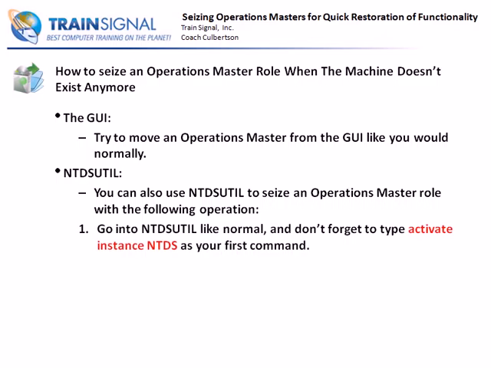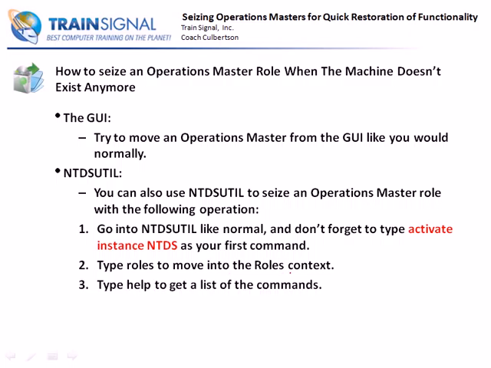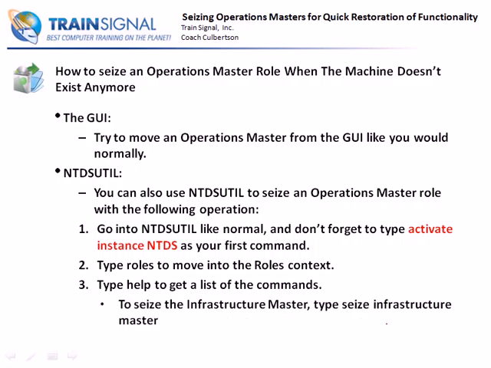Now, of course, we're going to go into ntdsutil like we would normally, and I've already shown you how to do that. You type ntdsutil, then you type activate instance ntds as your first command, like we always do. Then you type roles, so we would just simply type the word roles into ntdsutil to get into that roles context. Then if you want to, you could type help to get the list of commands. But here's the command that you're actually going to use. We would type seize infrastructure master. Yeah, it really is that easy.